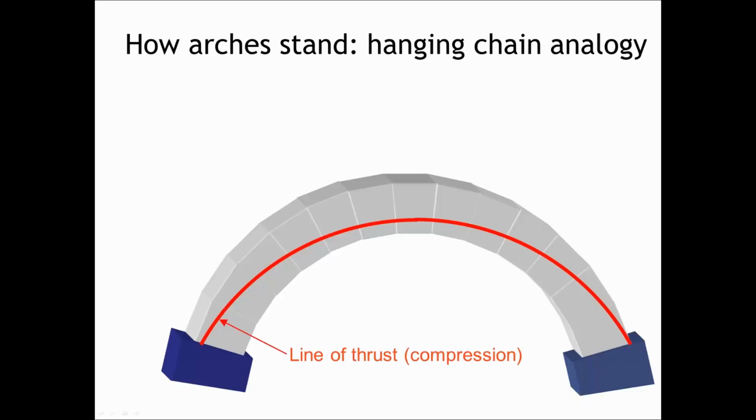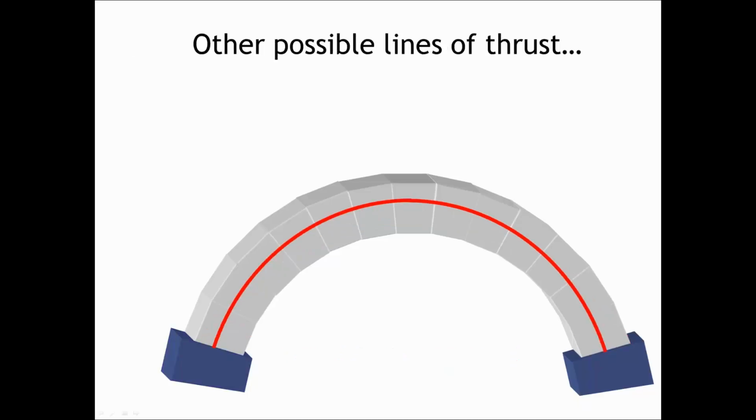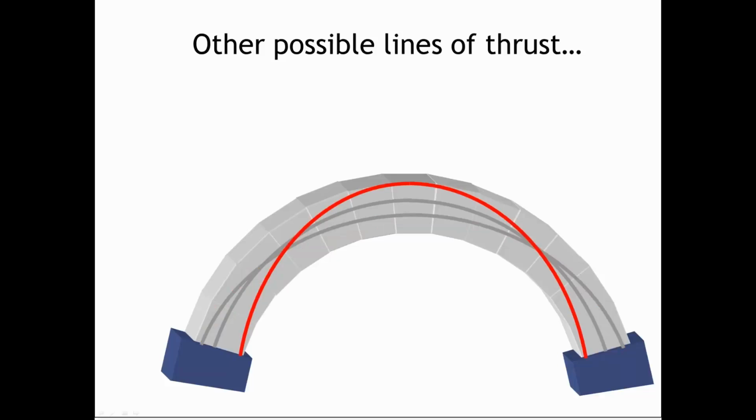Okay, so this red line is now called the line of thrust or line of compression, and one thing we can observe is that there are other possible lines of thrust that fit within the masonry. We're dealing with a statically indeterminate structure, so we don't actually know which is the current line of thrust in our structure unless we have, for example, cracks in our masonry giving us clues.